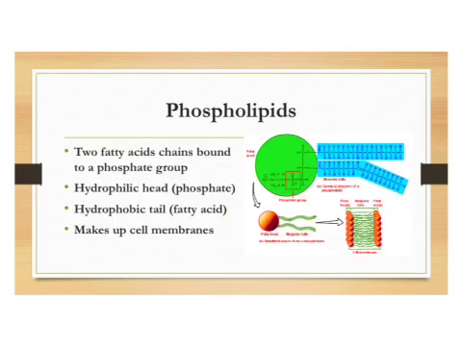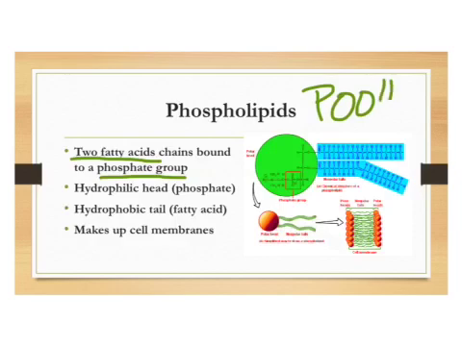Another type of lipid you need to know about is a phospholipid. A phospholipid is what makes up the cell membrane. You may have learned about this before in honors biology. A phospholipid is 2 fatty acids, which we just talked about, that are bound to a phosphate group. Remember, that was our friend, the P group.